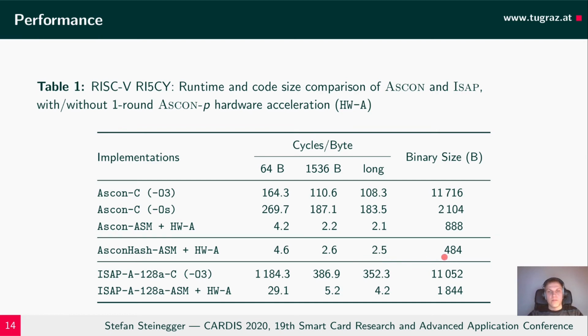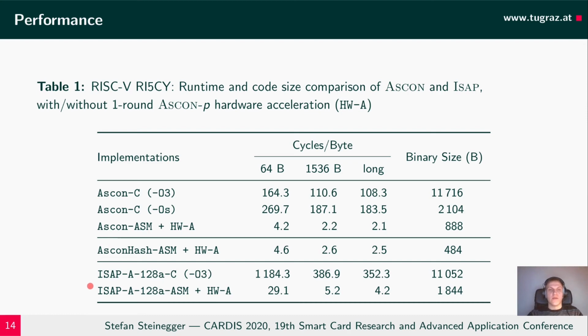The binary size at 484 byte is even lower than for the Ascon encryption, since the Ascon encryption contains the associated data processing and the plaintext processing phases, whereas the Ascon hash doesn't need both of them.